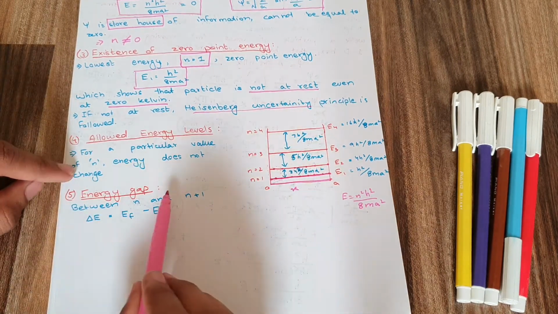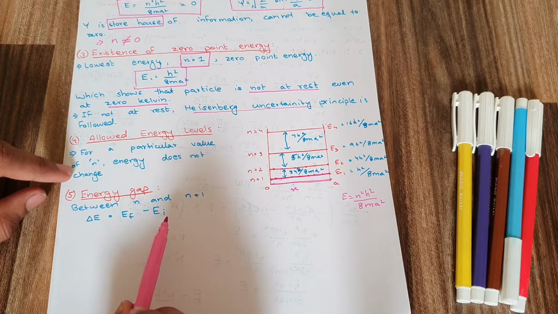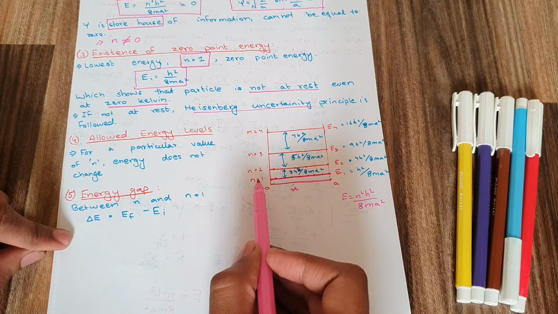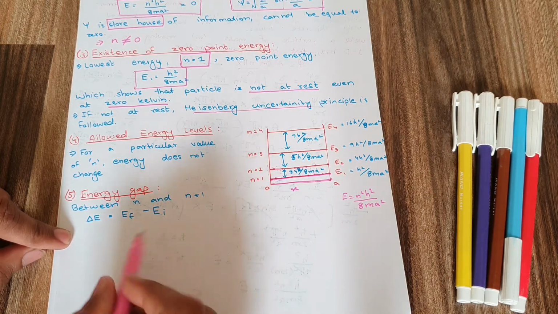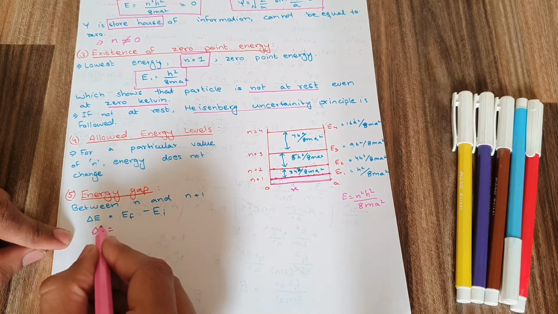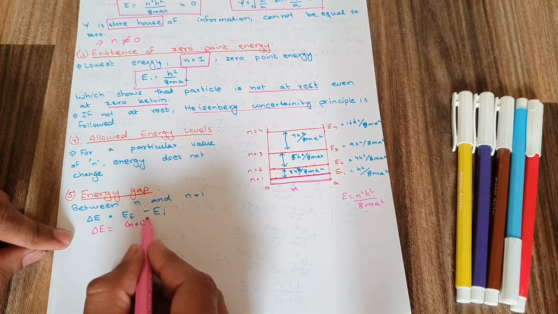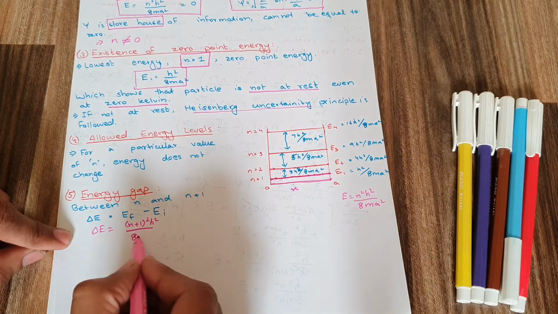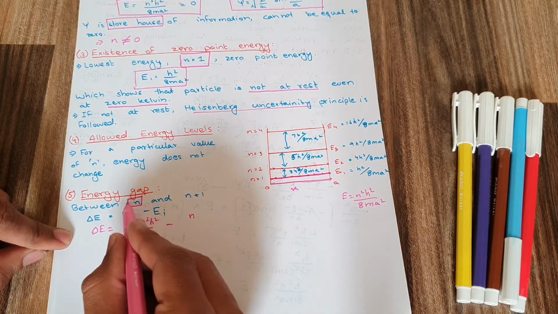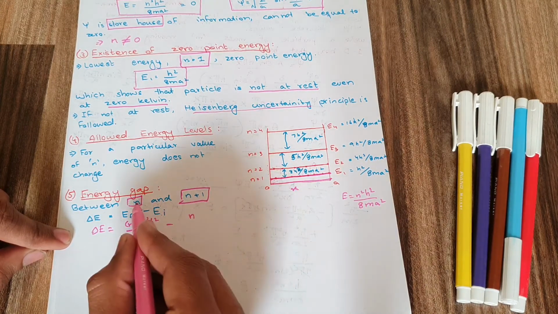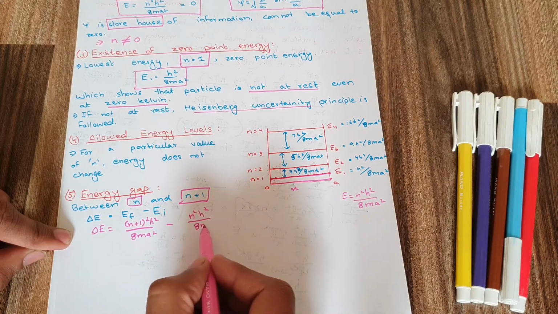The next thing is the energy gap. So delta E is equal to E final minus E initial. If I take the n and call the above energy level n plus 1, then my formula comes out to be delta E is equal to, in place of energy final, n plus 1 square h square over 8 ma square minus, in place of initial, n square h square over 8 ma square.